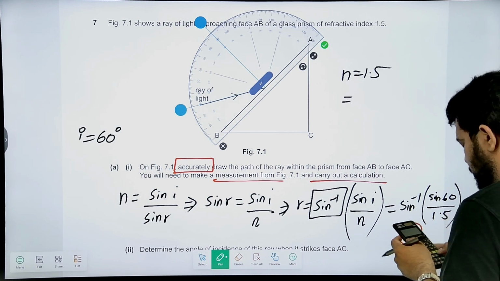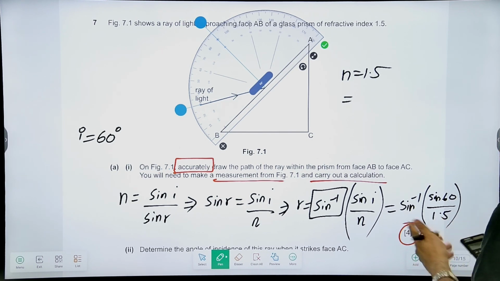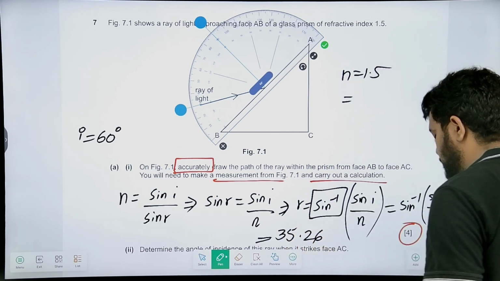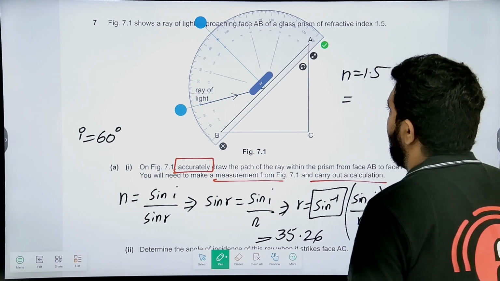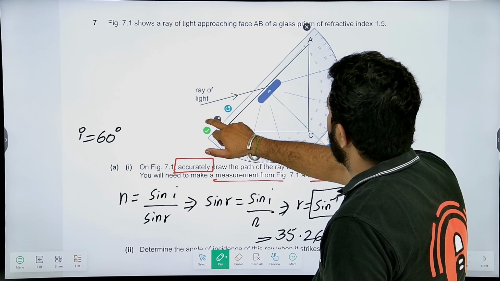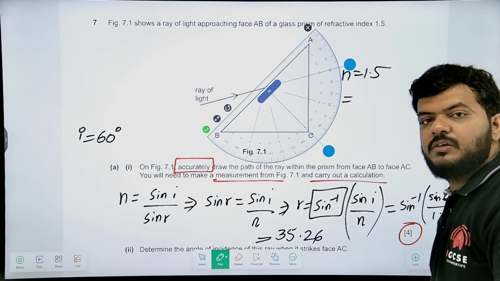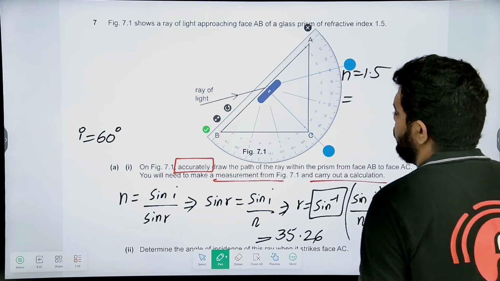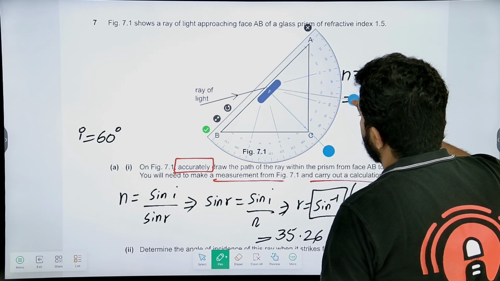It is in degree. Sine inverse answer. Okay, I don't know what happened, but now it's saying it is 35.26. Now they are asking to accurately draw 35.26. That is not possible. I can accurately only draw 35, right? Because it is 26, I would prefer that I draw an angle of 35, not an angle of 36. So this is my normal, and the angle I have to draw is 36.